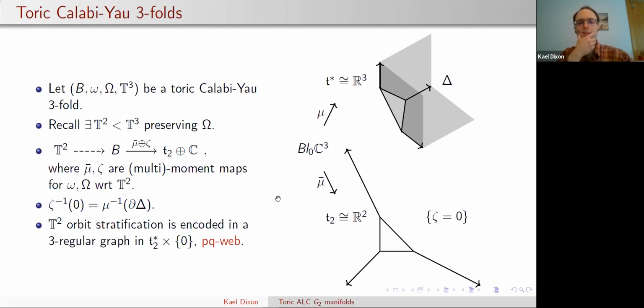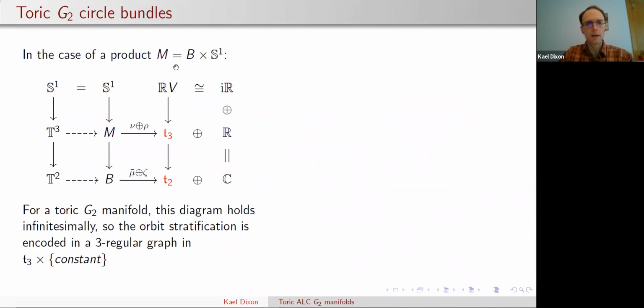Okay, so the next thing to talk about would be what happens when it's a toric G2 manifold. So we'll start with the simple example where you take the natural G2 structure on the product of a Calabi-Yau manifold with a circle. If the Calabi-Yau manifold is toric, then this thing would naturally be toric as well. So we get this kind of commutative diagram, which describes the relationship between the Calabi-Yau manifold and the G2 manifold, and other parts too.